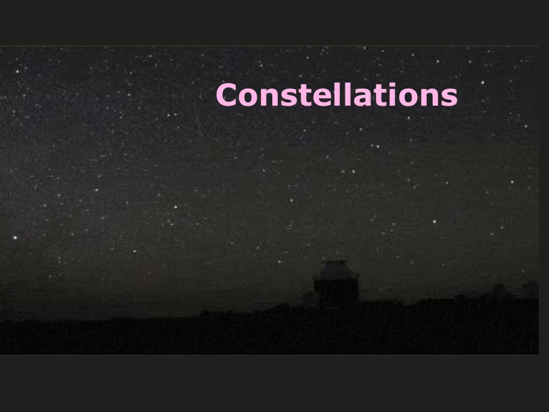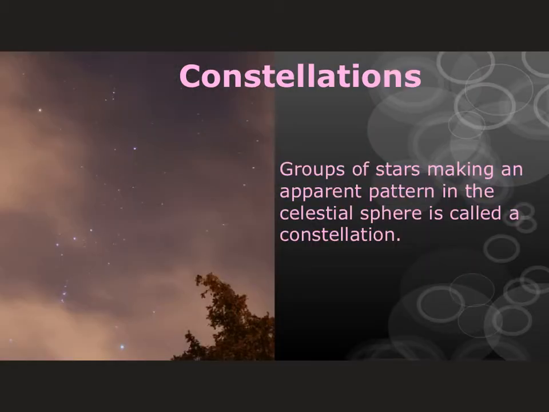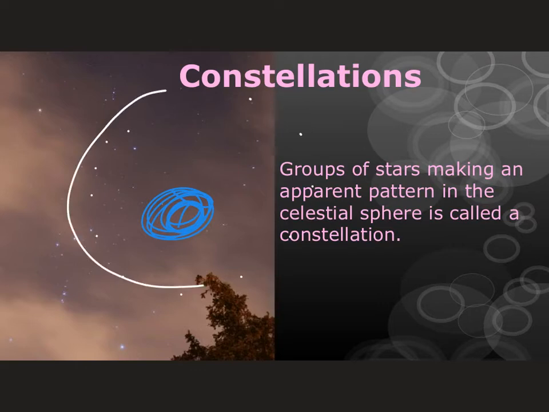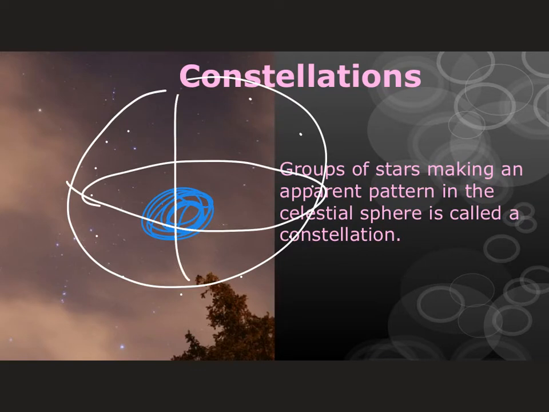Let's talk a little bit about constellations and the specifics you're going to need to know for this chapter. What is a constellation? It's a group of stars making an apparent pattern in the celestial sphere. And the celestial sphere, as we talked about today, is kind of like the globe that goes around the Earth, right? So if this is the Earth, the celestial sphere would be this imaginary globe that surrounds us in every direction. So it's the sky, the sphere that surrounds us. And the constellations would appear to be these little dots that appear up here, right? And then we make little shapes out of them.